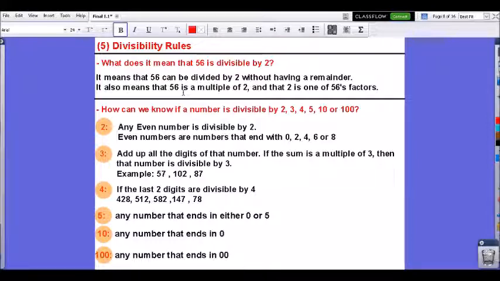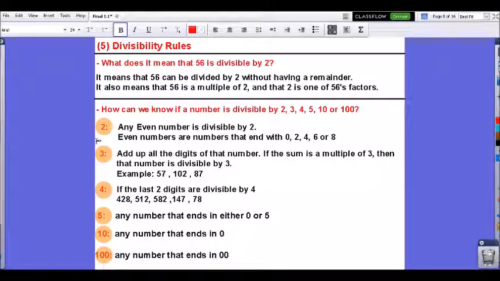So, how can we know if a number is divisible by 2, 3, 4, 5, 10, or 100? There is a very easy and simple rule for 2. You just need to study these things, guys. You just need to memorize them, study them, and understand them very well.